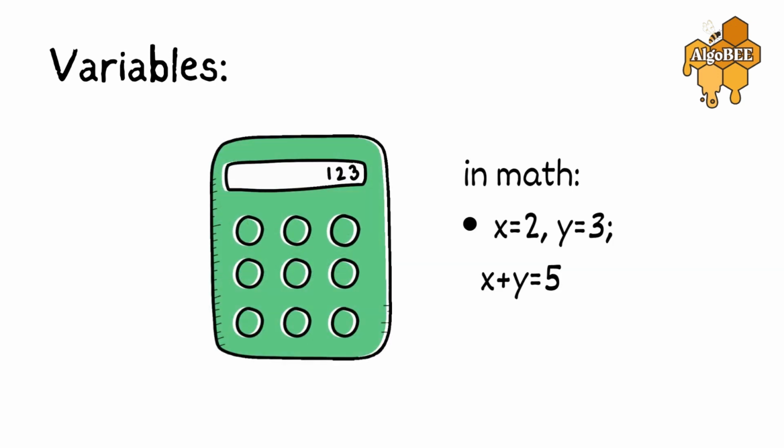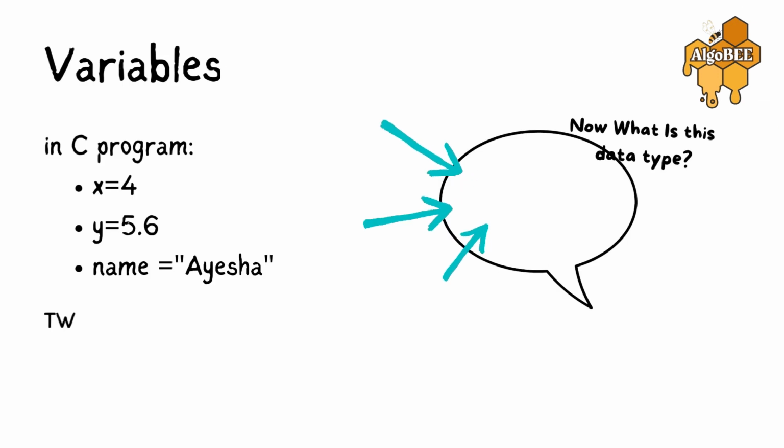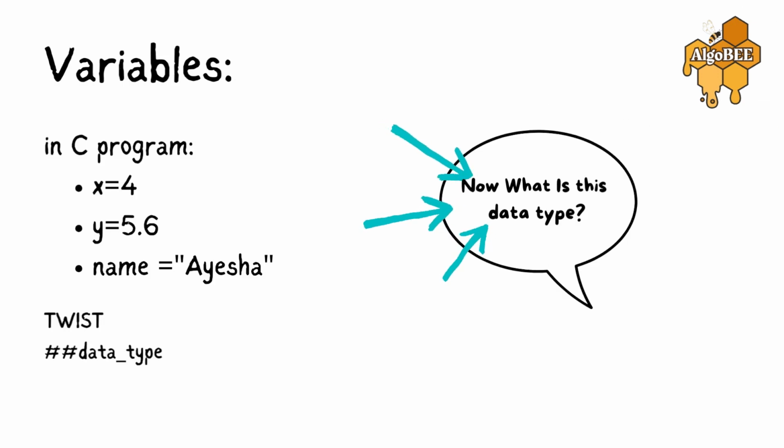Firstly, we have to know what a variable is. We are all familiar with x equals 2, y equals 3, then x plus y equals 5 in math. In the same way, we can declare variables in C. But here is a twist. In this case, we have to mention the data type for declaring a variable.